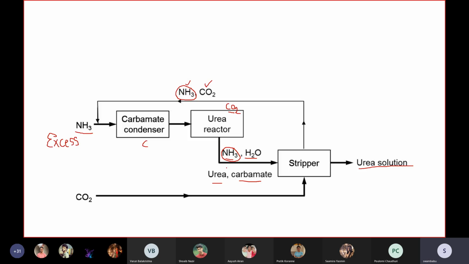So that's the way we can achieve the complete conversion of ammonia in the urea reactor: by supplying excess ammonia and by stripping with CO2. That way we're able to completely consume all the reactants. Most of the modern industries follow this route.